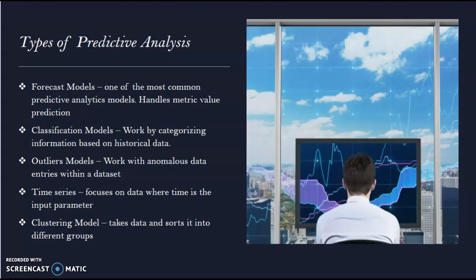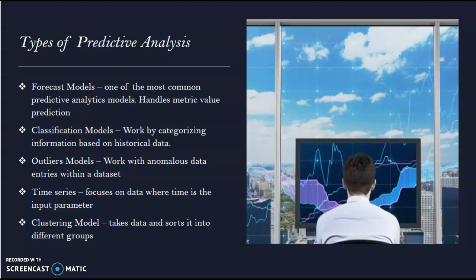Some of the different types of predictive analysis are forecast models, classification models, outlier models, time series models, and clustering models. Forecast models are one of the most common types of predictive analysis models. This is the one we used.